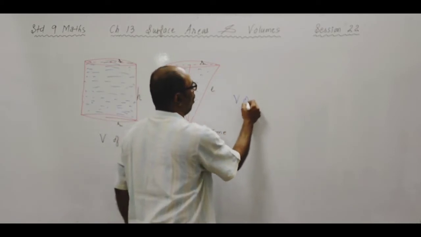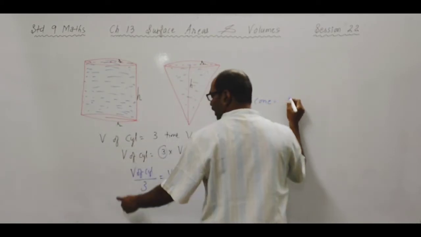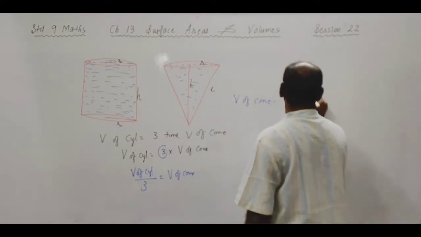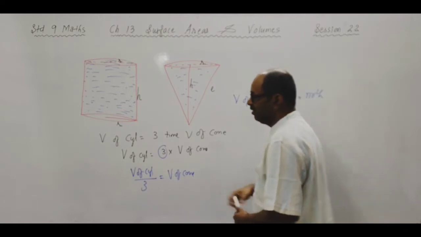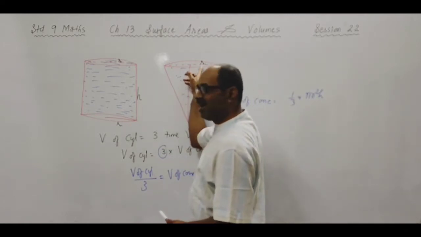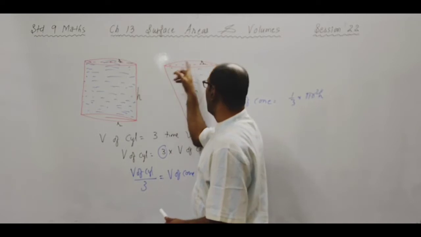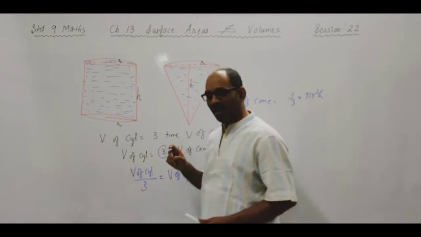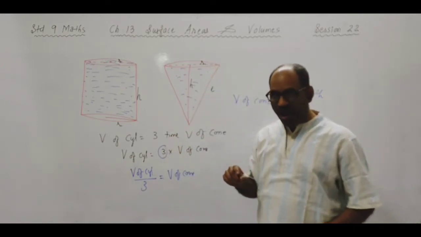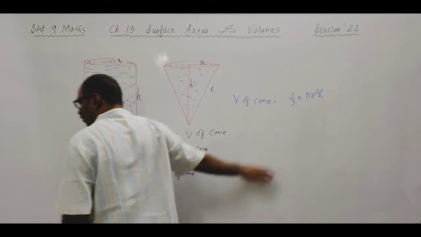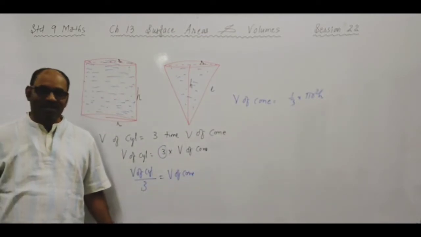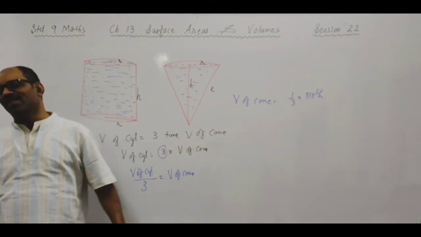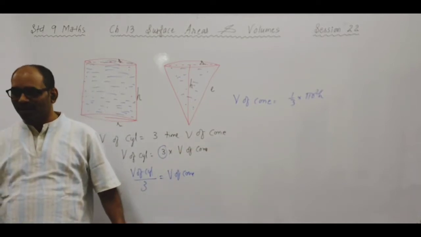So what is volume of cone? It is 1/3 the volume of cylinder, which is πr²h. But h and r are same. For cylinder, whatever is r, same is the r for cone. For cylinder, whatever is the height, same is the height. So this is your formula to find volume of cone. Simple. For cylinder it is πr²h, and for cone it is 1/3 πr²h.